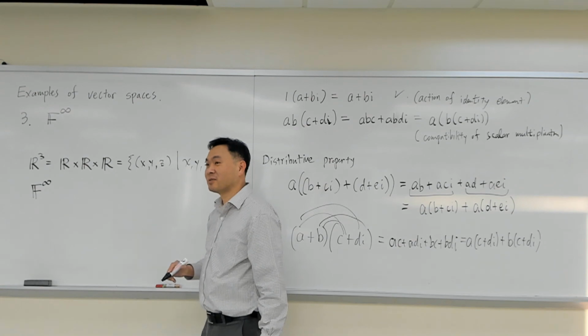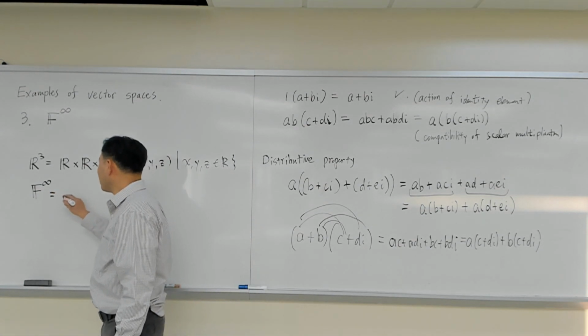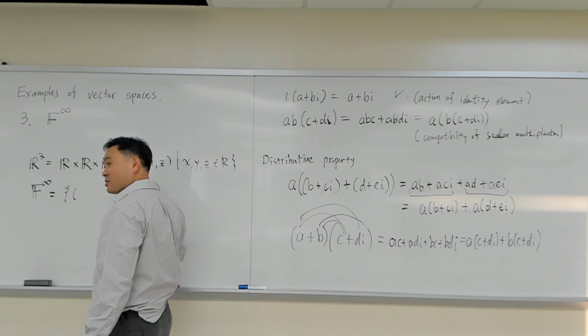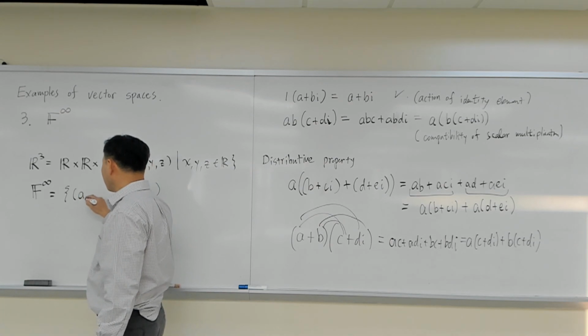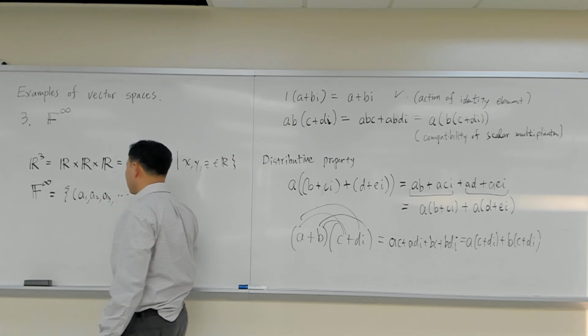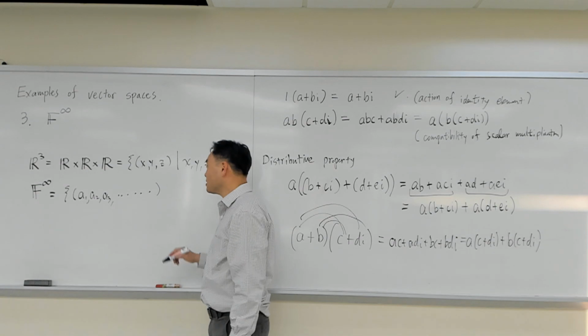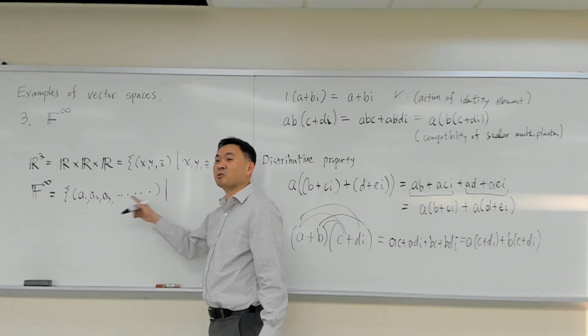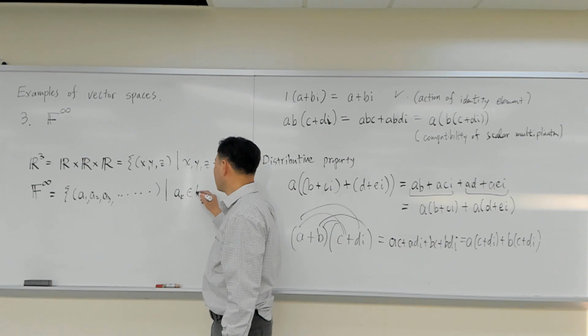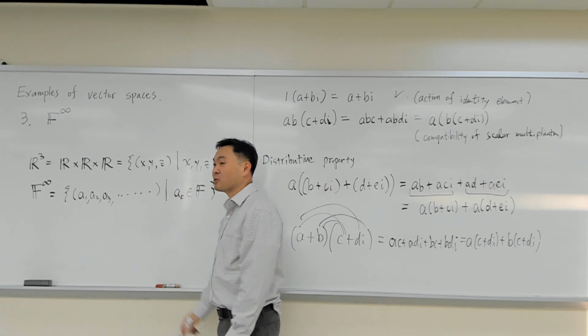Just infinitely many fields. Yeah, that would mean the tuple's length is infinity. So it's like A1, A2, A3, never ends, okay? So it's like a sequence of numbers. That's what it means.